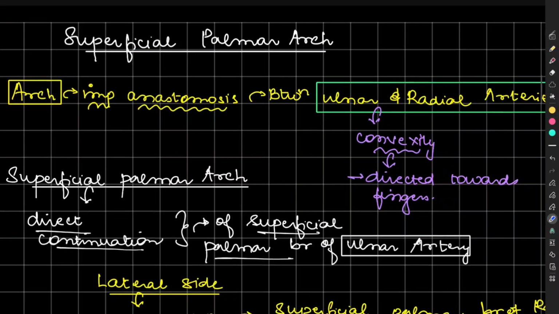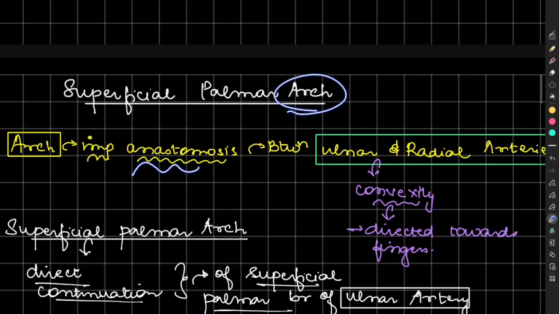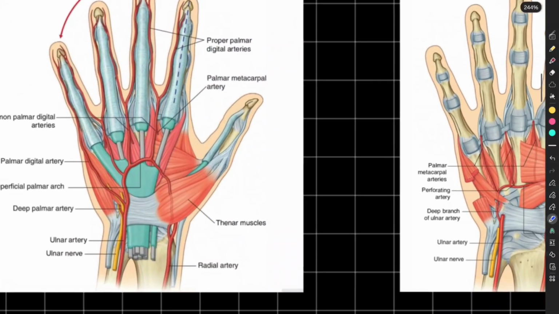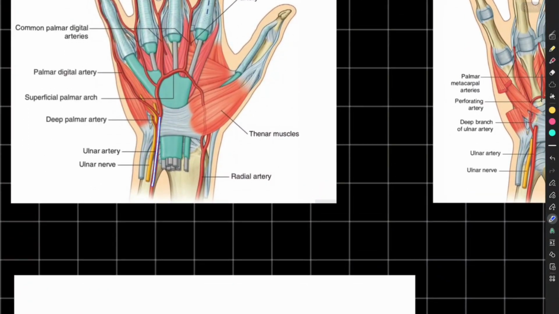Now, talking about the superficial palmar arch, this palmar arch is basically a very important anastomosis between the ulnar and the radial arteries. I'll explain it via the diagram. You can see that this is our ulnar artery, this is the radial artery, and this is the anastomosis between the ulnar and the radial artery. You can see the convexity of the arch is directed towards the fingers.